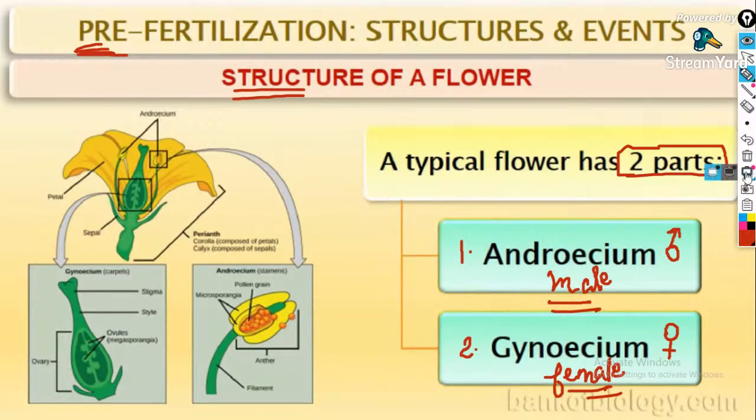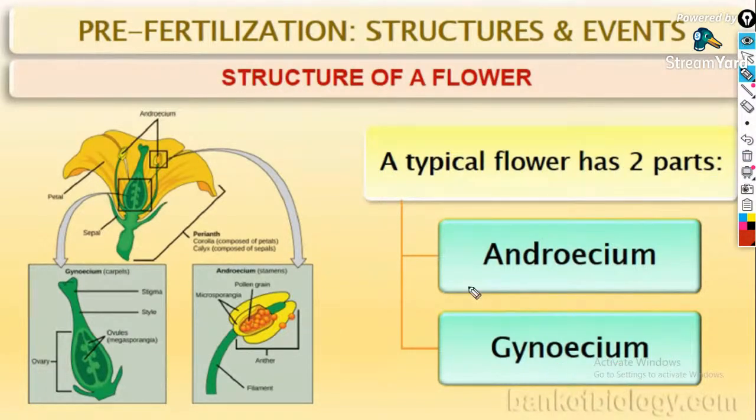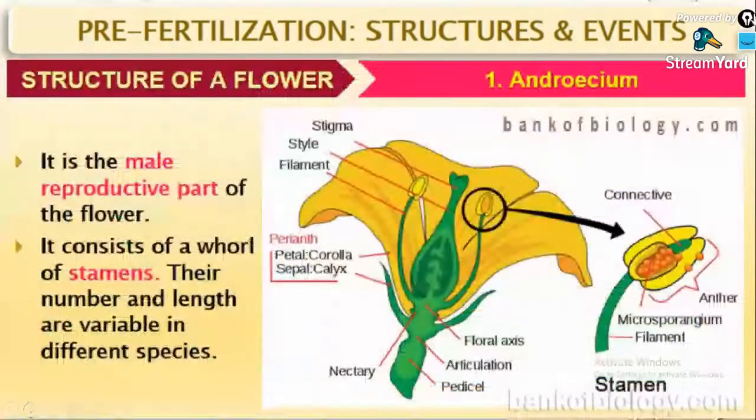So we are going to discuss these two things, which are known as the essential parts of a flower. Androecium and Gynoecium, you will call them the essential parts of a flower. So first we are going to discuss in detail the Androecium and its structure.